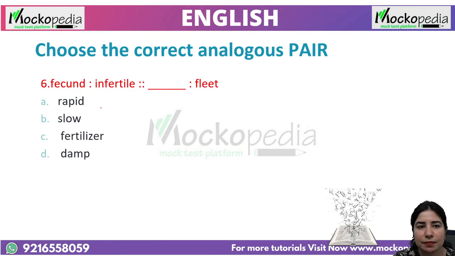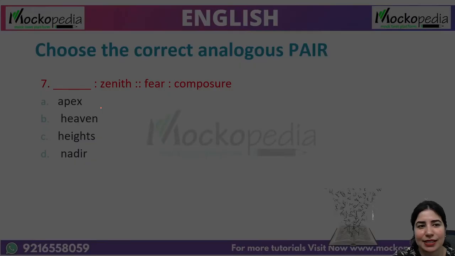Let's try this. Fecund is fertile. Infertile is the opposite, right? So we have to see which word will go with fleet. So slow will go. So you can pick B as an answer. Let's try this.